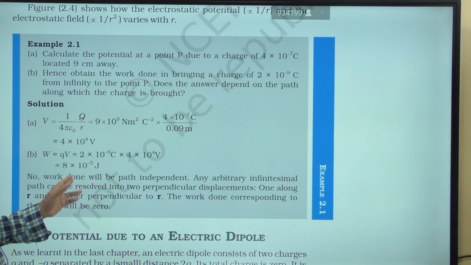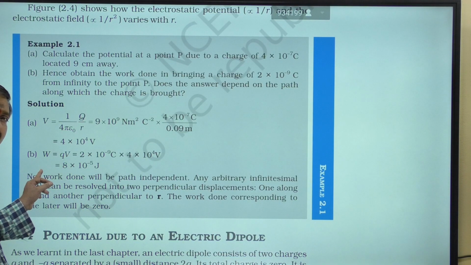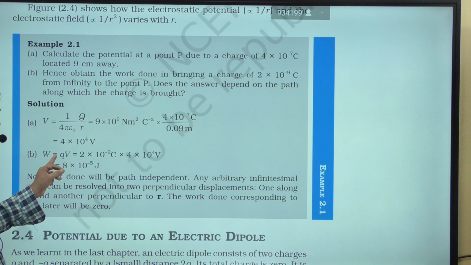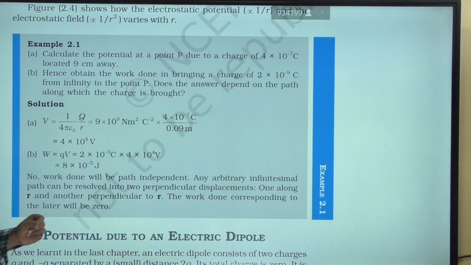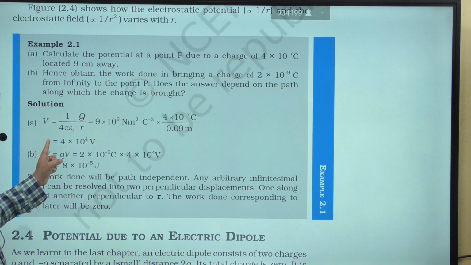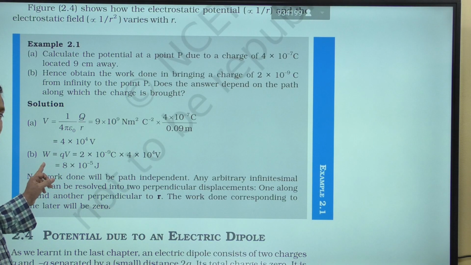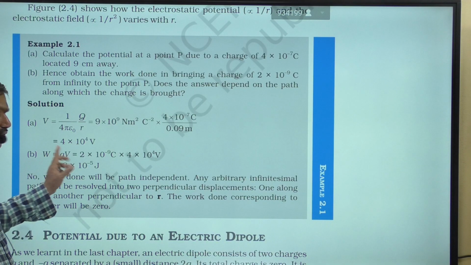We have seen that potential is the work done on a unit positive charge. So if the Q value is taken as 1 unit, then W becomes equal to V. Therefore, for Q coulombs, work done will be W is equal to QV. For 1 coulomb, W is equal to V. Normally for 1 coulomb, work done is equal to V joules.